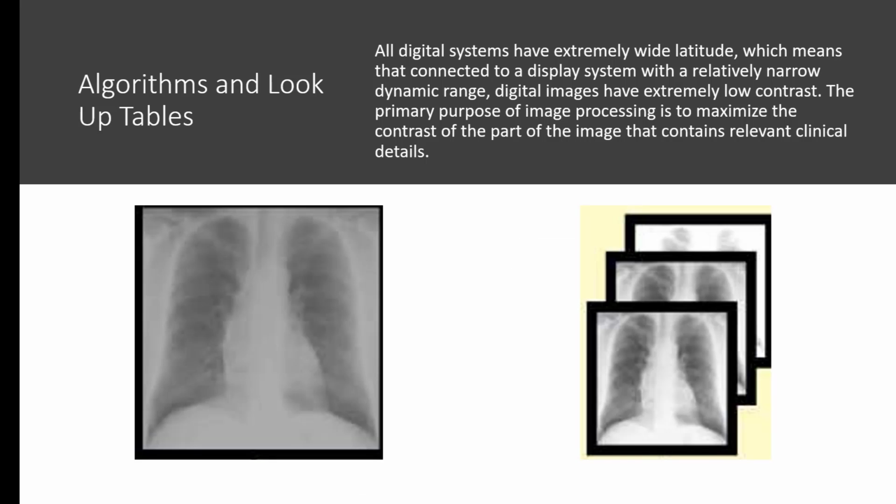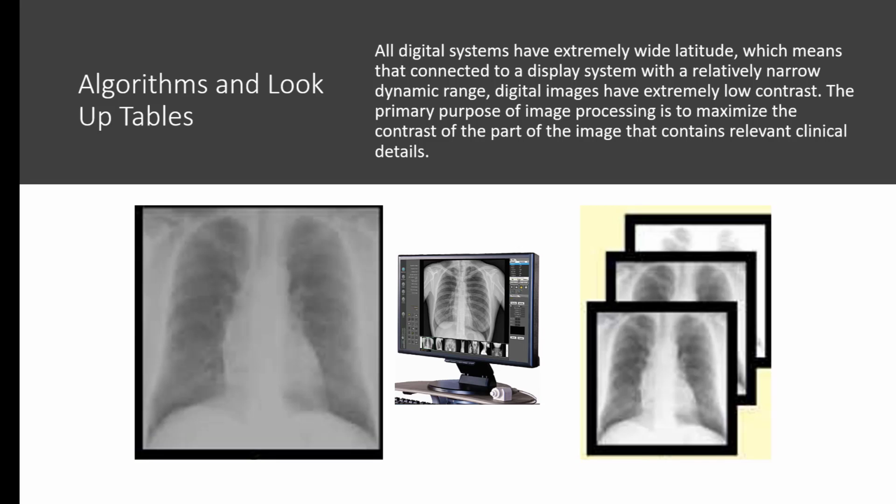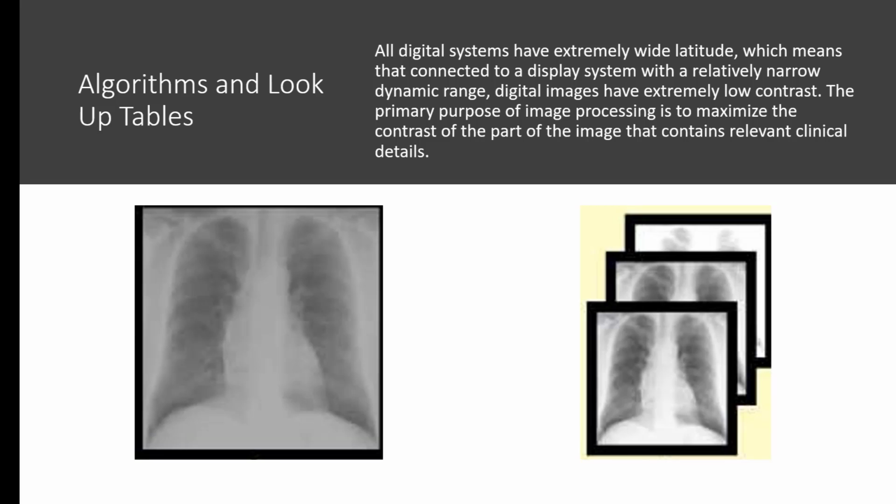All digital systems have extremely wide latitude, which means that, connected to a display system with relatively narrow dynamic range, we have a lot to choose from. Digital images have extremely low contrast. The primary purpose of image processing is to maximize the contrast of the part of the image that contains the relevant clinical information. So we have all of the information on this image. We just need to tweak it to show or optimize the relevant clinical information.